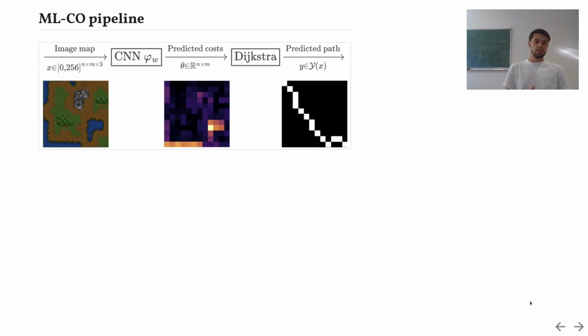Here I display again the learning pipeline, but specialized for the Warcraft example. At the beginning, you have an image map that you pass through a convolutional neural network with given weights, and then you get some predicted costs for the cells of the terrain. With those costs, you can apply a Dijkstra algorithm or any given shortest path algorithm in order to get a candidate shortest path from the top left to the bottom right corners. And the goal is to learn the weights of the convolutional neural network so that this output path is good.